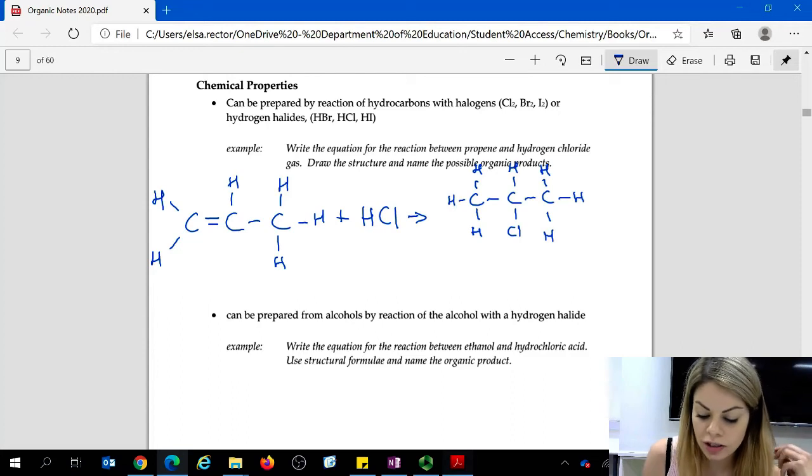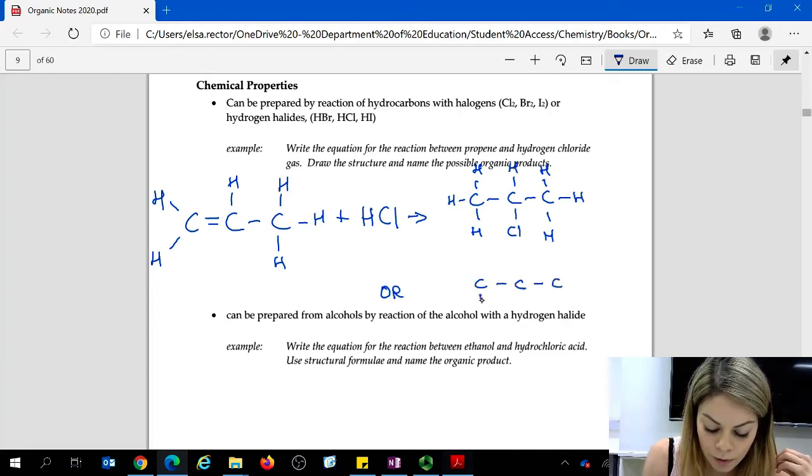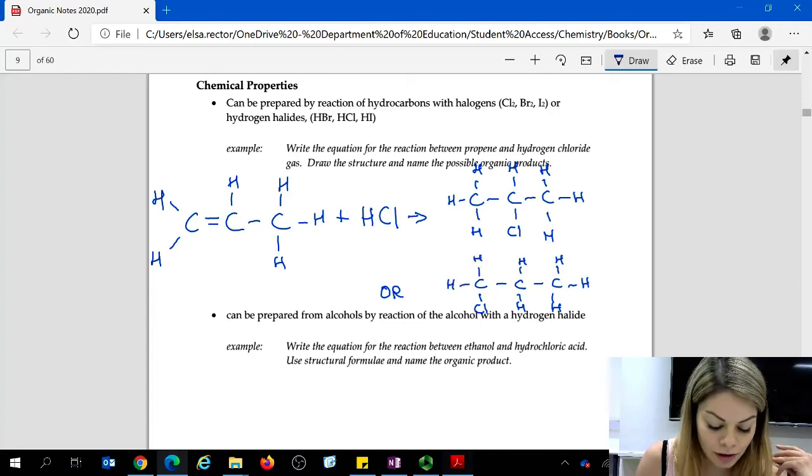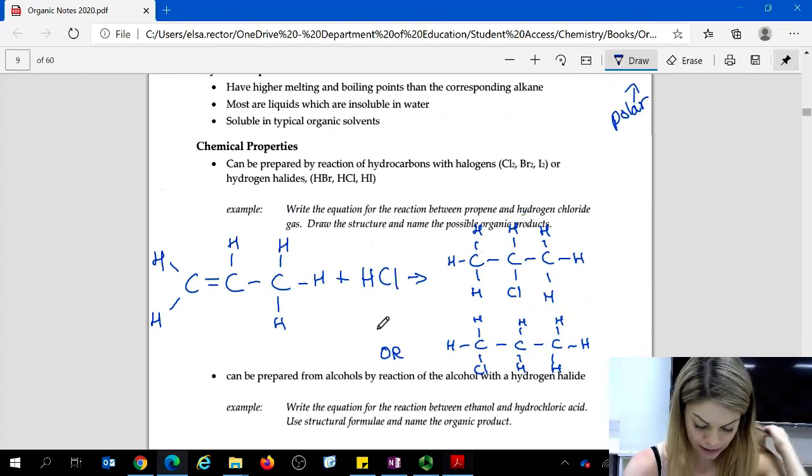And I wish I could use different colors, but Microsoft Edge is only letting me use blue now. And the other possible product would be to have the chlorine on that carbon. Now, one of these is much more common than the other, but it's not in the course, and off the top of my head, I can't remember which one it is. All right, so that's that.